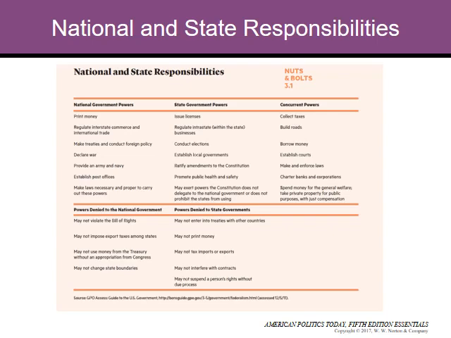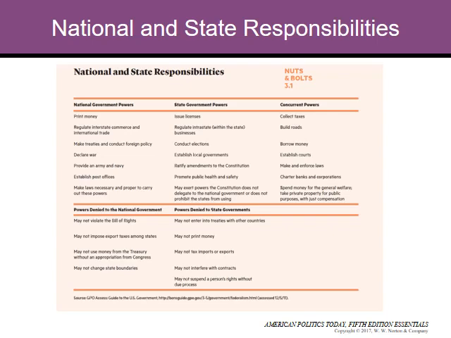laws, chartering banks and corporations, and spending money for the general welfare, taking private property for public purposes with just compensation, the Fifth Amendment. Powers denied the national government: the national government may not violate the Bill of Rights, may not impose export taxes among states, may not use money from the Treasury without an appropriation from Congress, and may not change state boundaries.